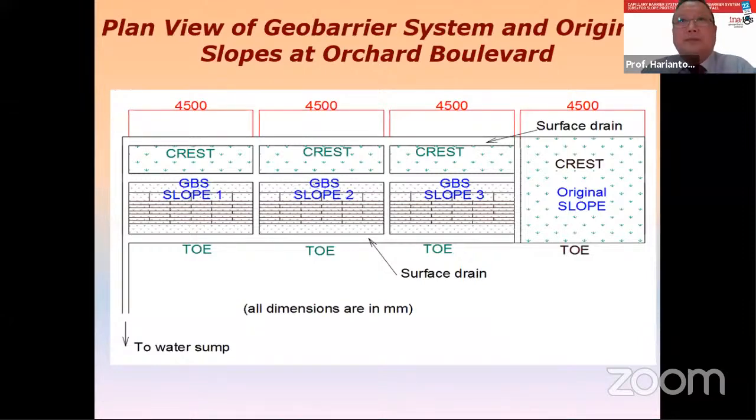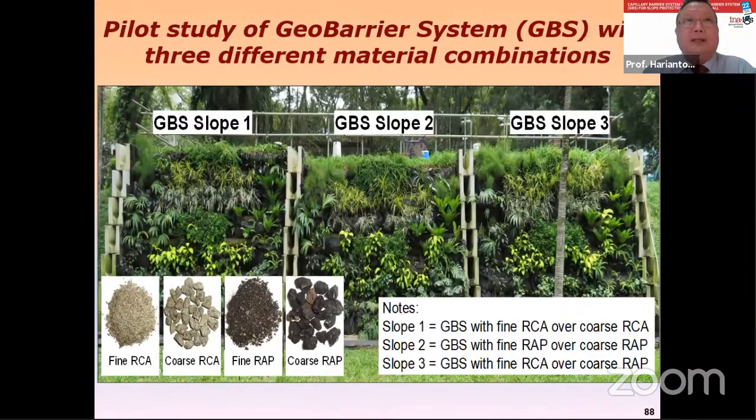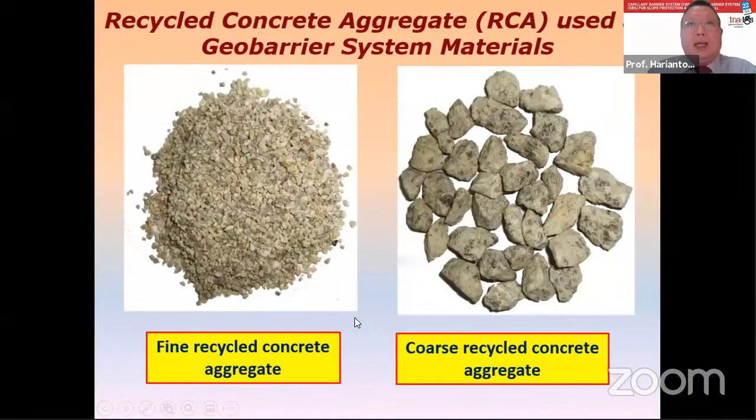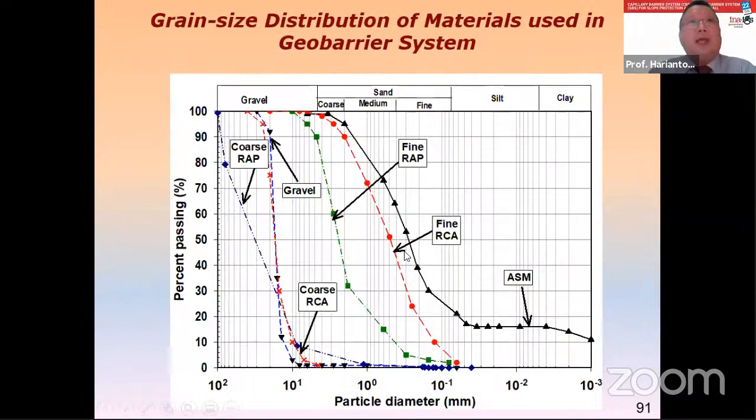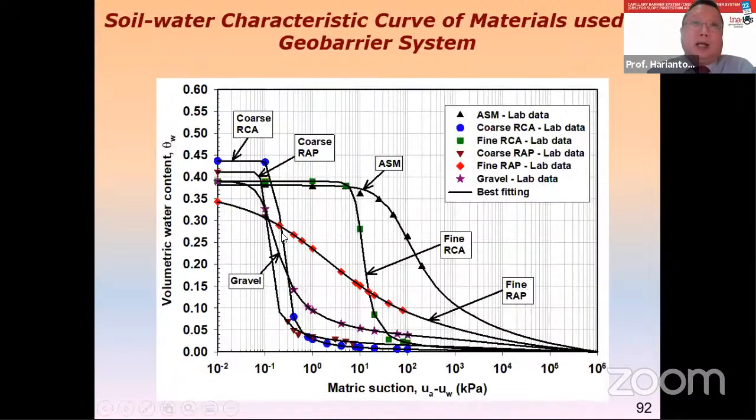And so we have the GBS for slope 1, slope 2, slope 3 with the plant. This is the final product. This is the fine recycled asphalt, concrete, coarse recycled concrete, and this is the asphalt. That is the fine recycled concrete and coarse recycled concrete, recycled asphalt, and all of them have the soil water characteristic curve. So these are the grain size distribution of each material, and these are the soil water characteristic curves for each material.